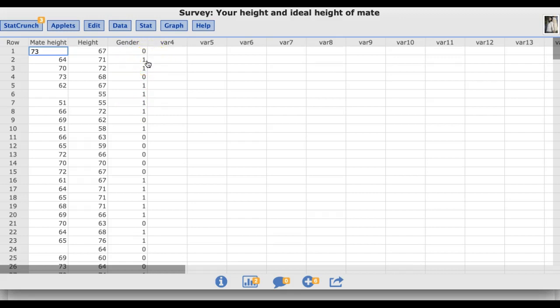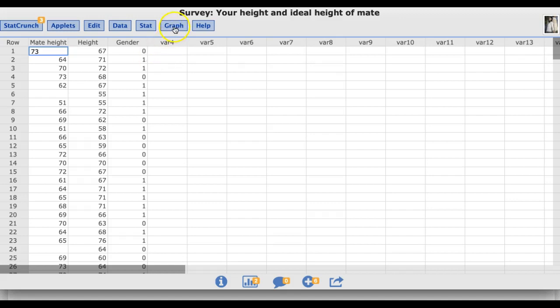So think about what a female's ideal height of mate is and what a male's ideal height for their mate is. Do you think they would be the same or similar? Do you think both male and female correspondents will want a mate that's taller? Or shorter? Or do you think it might be vice versa? Maybe females want someone who's taller, and maybe males want someone who's shorter.